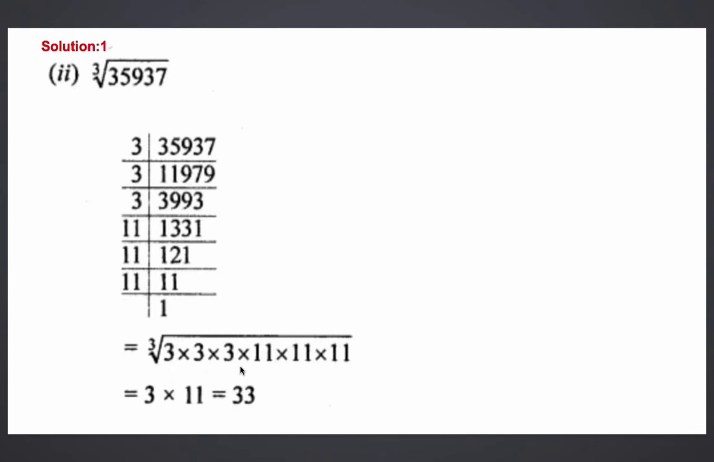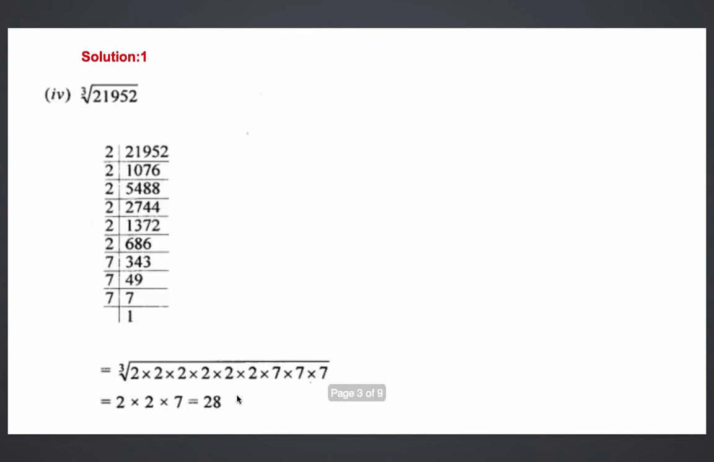Students, we do the triplets grouping, grouping of 3 similar numbers, and all those that are forming the triplets come out of the cube root. Like this, 3 is repeated 3 times, cube root of that means 3 will come. Same way cube root of 11 into 11 into 11, 11 will come out, and 11 3s are 33. Clear? Then let's take one more part of the first question, fourth part.